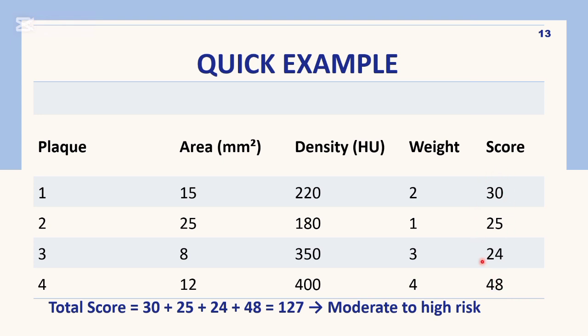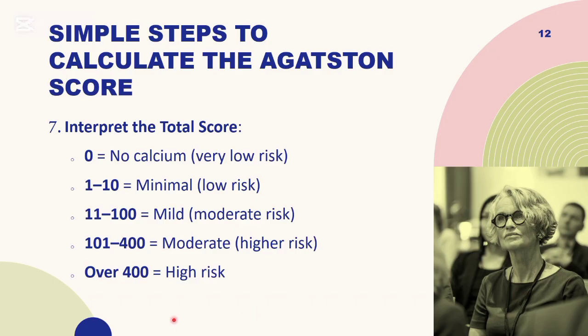Now to find out the whole calcium score for the whole coronary arteries, for all the spots, for all the heart, we will add all these scores. So 30 plus 25 plus 24 plus 48 is 127. Now come to the formula. 127 falls in the category from 101 to 400. That means there is moderate calcium deposition and the patient is at higher risk of heart attack. So the patient must go through quick treatment to prevent this heart attack. This patient is at higher risk of heart attack.